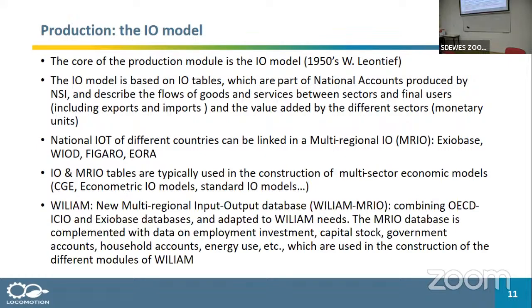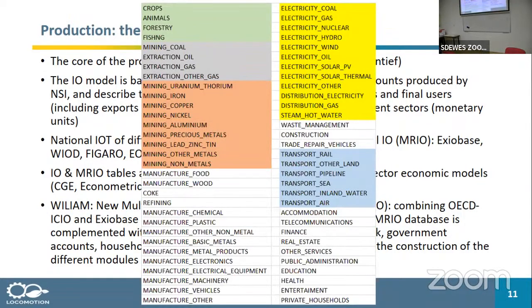And as I mentioned before, in William, what we have is a new multi-regional input-output table that has been created combining OECD and XIOS. This multi-regional input-output database is complemented with other information that we use to develop the different models, like data on employment, investment, capital stock, government accounts, household accounts, etc. And these are the sectors that we have in William. I have highlighted the ones that we have split, and the ones that are linked to other parts of the model.